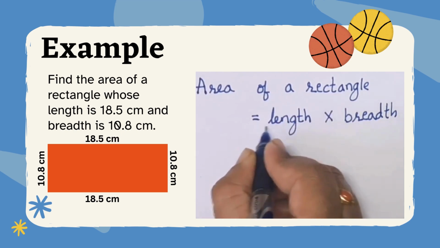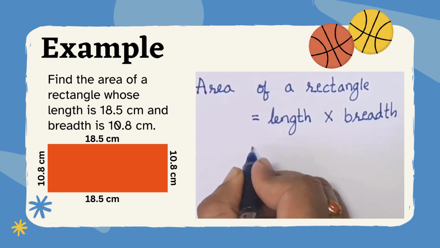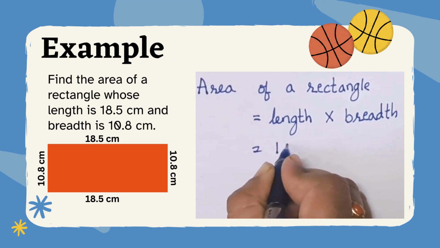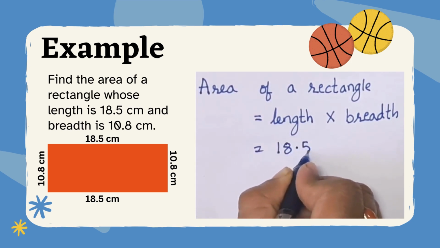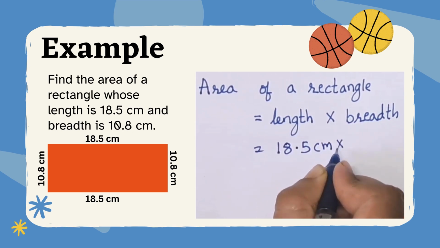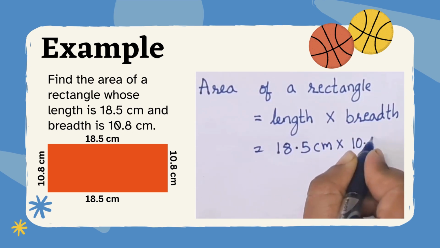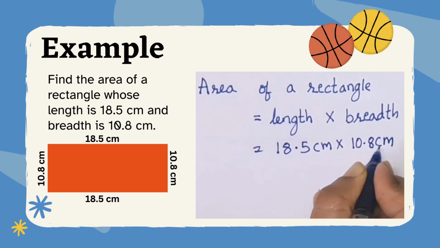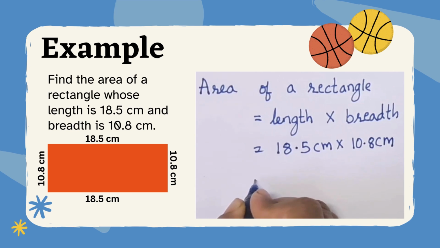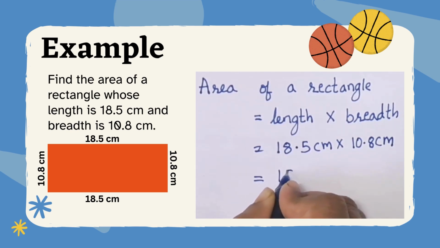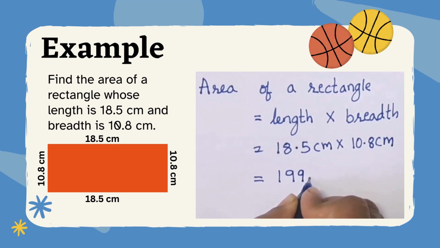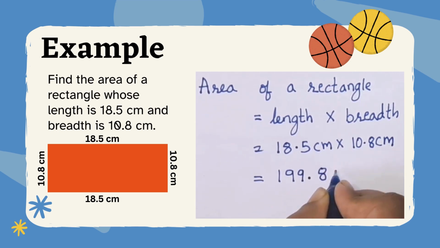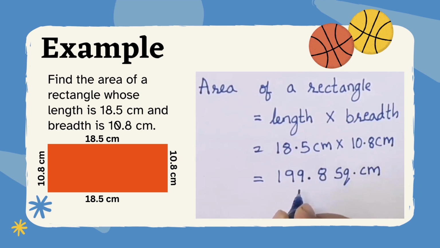Area of a rectangle is equal to length into breadth. Length is given as 18.5 centimeters and breadth is given as 10.8 centimeters. 18.5 into 10.8, when you multiply, you'll get 199.8. Centimeters into centimeters will be square centimeters. So the area of this rectangle is 199.8 square centimeters.